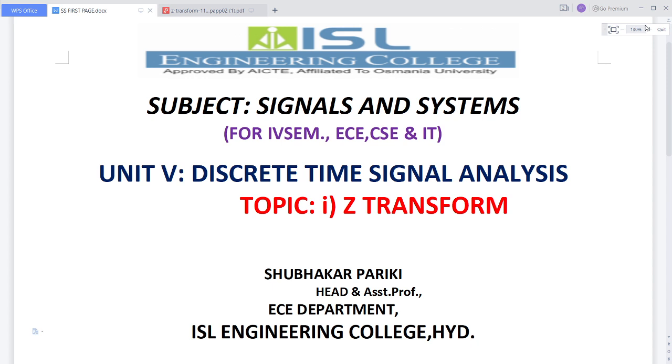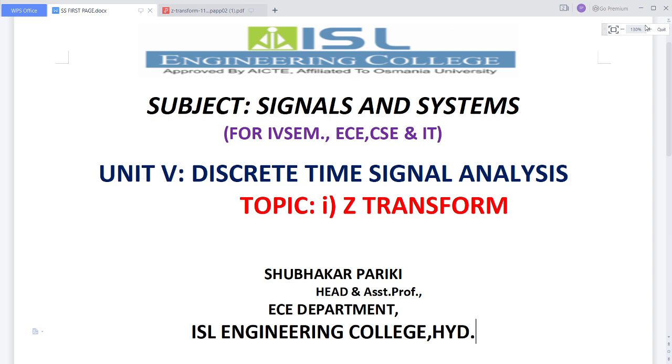Everyone has to remember the point that the Fourier series, which we studied in the second unit, is used to analyze periodic signals only. Whereas in the case of the Fourier transform, both aperiodic signals as well as periodic signals can be analyzed, or the solution of the periodic signals and the aperiodic signals can be done through the Fourier transform.